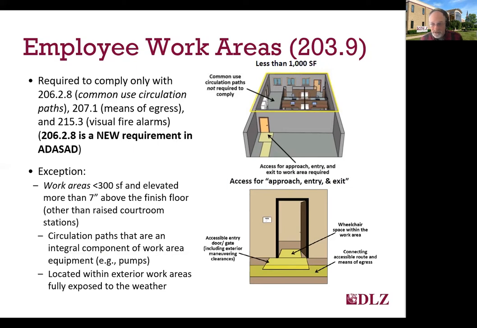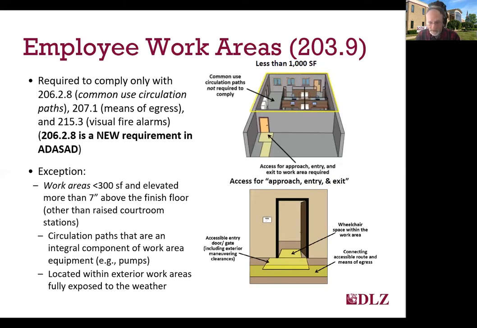While most employee work areas are exempt from Title II standards, as we've already discussed, there are requirements for compliance of common circulation paths, building emergency egress, and visual fire alarms in shared work areas like a large room with cubicles or desks if the building is wired for updated fire alarms. This requirement includes the ability of all employees to be able to approach, enter, and exit their work area, and also to have a compliant common use circulation path within that space if it's larger than 1,000 square feet. If the work area is less than 1,000 square feet, as shown in the top figure here, it's only required to have an approach to the space and the entry door and exit accessibility.